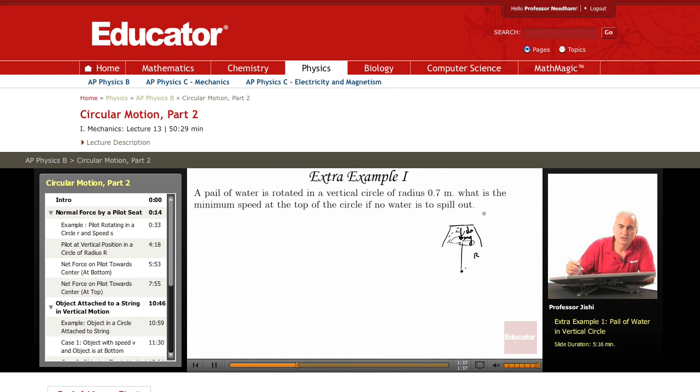If the normal force drops to 0, then the water loses contact with the surface, and the water will simply leave the pail. So, no water spills out means that the normal force Fn must be greater than or equal to 0. As long as Fn is greater than 0 by a very tiny amount, the water stays in the pail. When the normal force becomes 0, the water begins to lose contact with the bottom of the pail, and so the water will spill out.